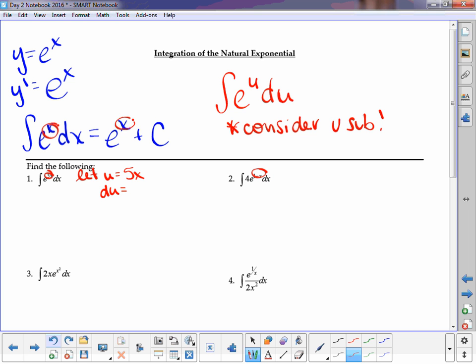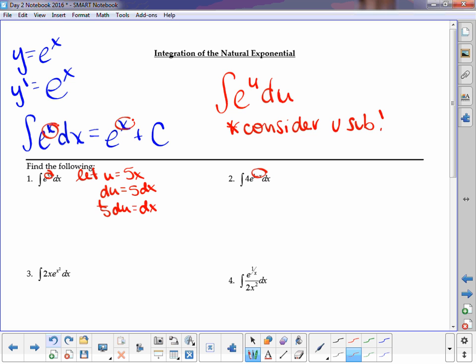What is my du going to be? 5 dx. All right. But once again, we see we only have dx, so I want to solve this for dx. So I really have 1/5 du equals dx. Questions so far? Just our basic u sub so far. Nothing crazy. Do I need to change my bounds? No, because we have no bounds to change.